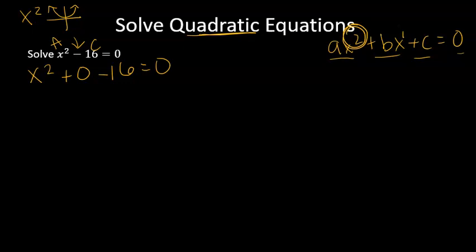A quadratic is like a bell curve. It's like a little bendy letter U. A linear is just going to be one line, right?